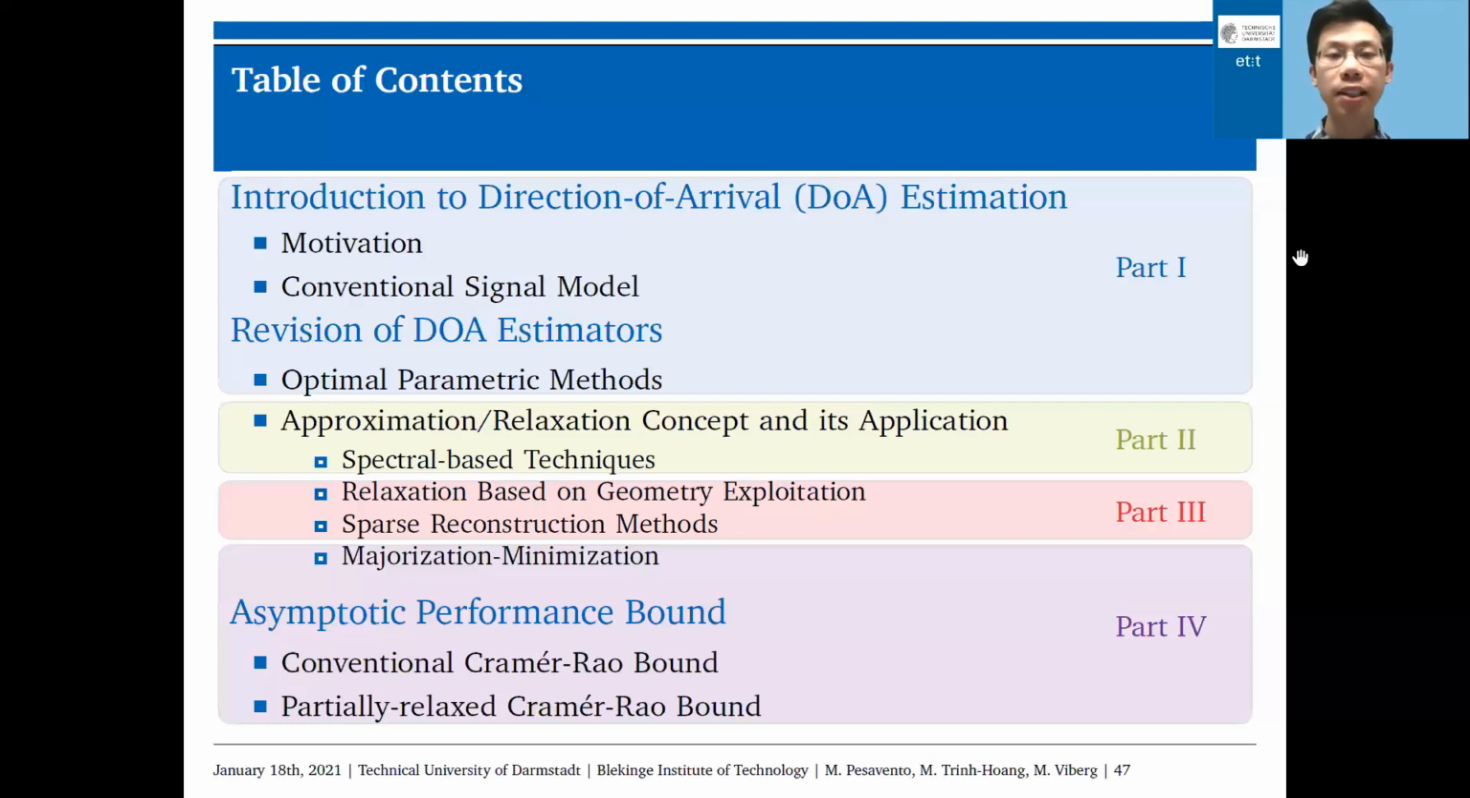As Mats has already presented in the first part of this tutorial, the optimal parametric methods enjoy remarkable estimation performances in many cases. However, the computational complexity is high. In order to reduce the computational complexity, in this part of the tutorial, we are going to introduce the concept of approximation relaxation and its application to the optimal parametric methods. We are going to see that many conventional DOA estimators can be reinterpreted as an approximation, relaxation, or both of the original optimal parametric methods.